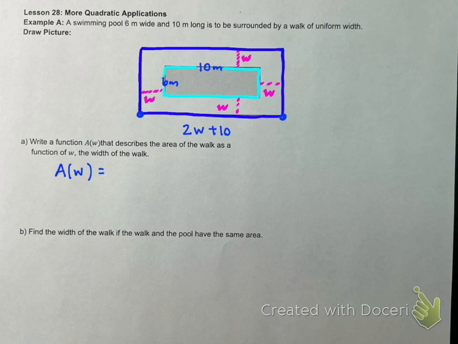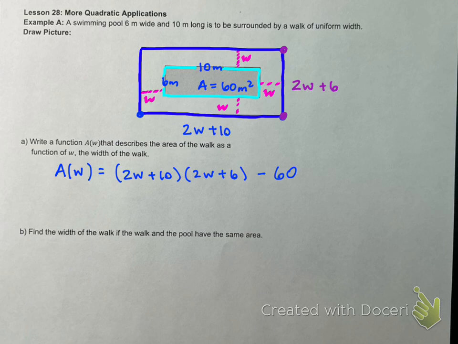And then in terms of the other side, this side here is going to be W plus 6 plus W, which again is 2W plus 6. So in terms of the area of the walkway, I would have the 2W plus 10 times 2W plus 6 minus the area of the pool, and the area of the pool is equal to 60 meters squared, as we do 10 times 6, so minus 60.